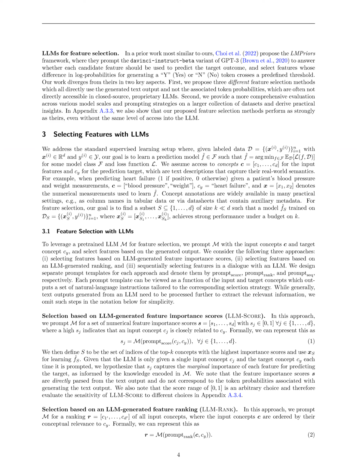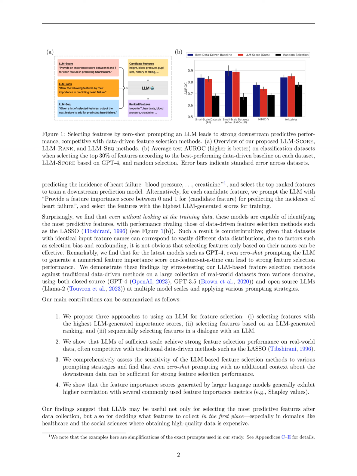1. Selection based on LLM-generated feature importance scores, LLM score. In this approach, the LLM is prompted to provide numerical feature importance scores between 0 and 1 for each input concept. High scores indicate a strong relationship with the target outcome. The top-ranked features based on these scores are selected for training the prediction model.